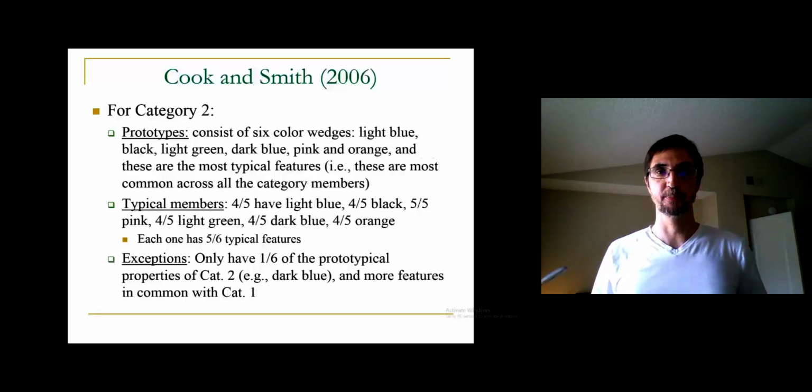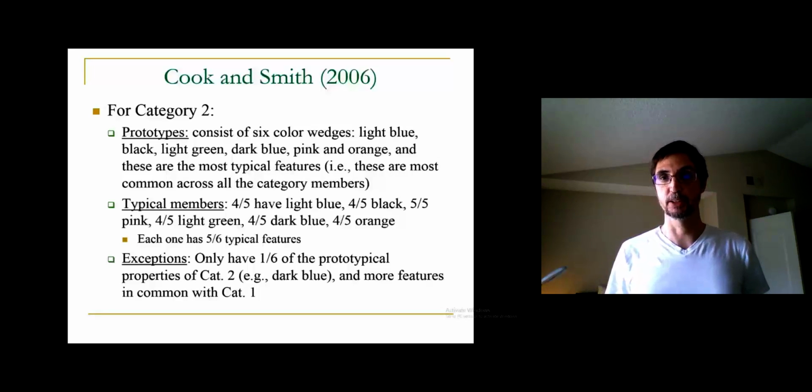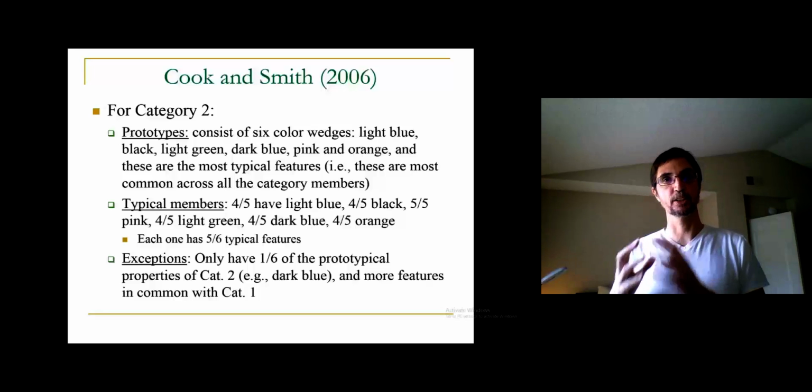So for category 2, the prototype consists of 6 colored wedges: light blue, black, light green, dark blue, pink, and orange. And these are the most typical features, right? The features that are most common across all the category items, the category members. And then for the typical members, for example, 4 out of 5 of them have a light blue wedge, 4 out of 5 have a black wedge, 5 out of 5 pink, 4 out of 5 light green, 4 out of 5 dark blue, and 4 out of 5 orange. Right, so they're typical members because they tend to have most of the features associated with the prototype. Right, 5 out of 6.